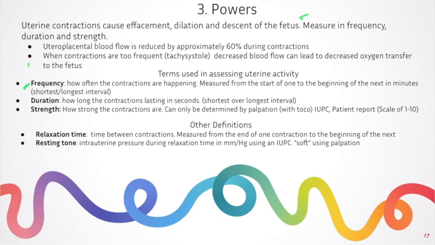The piece of the monitor that picks up the contractions for the external monitor is called a tocodynamometer. We just call it a toco because nobody can say that clearly. So if you have an external monitor, the external monitors do not pick up strength, okay? You must measure strength when your patient has an external monitor by palpation and asking them.